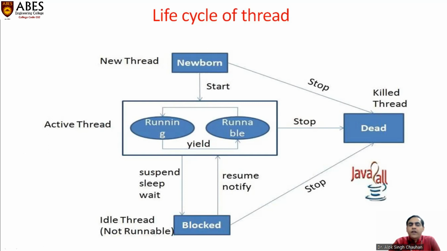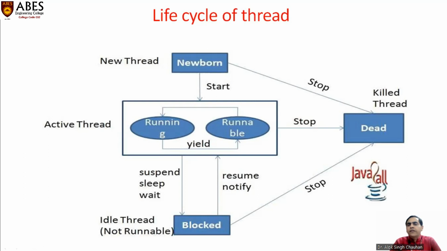So it means after 1000 milliseconds, the thread automatically becomes active without using any other method. But if you want to make any thread permanently dead, then we have to use the stop method. We can use the stop method from any state, and after using it, the thread will go to the dead state. That means it is now killed, or permanently dead.